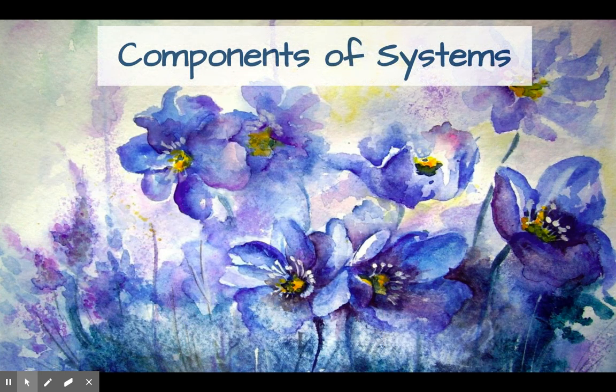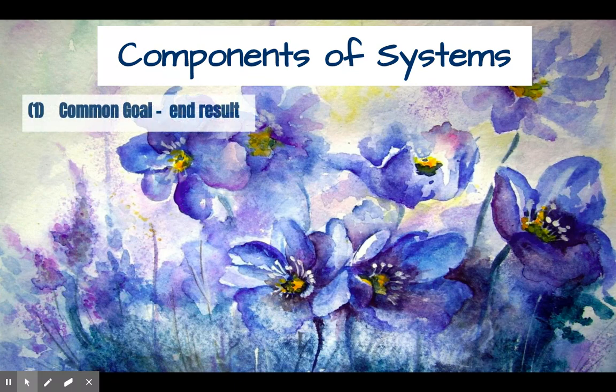Let's go into the components of a system. Remember, we need all these components in the system so that everything can run smoothly. So, for example, let's take the New York City train system, right? It's a system. So, number one, the first component to any system is the common goal. What is the end result? What is it that you want to see happen?